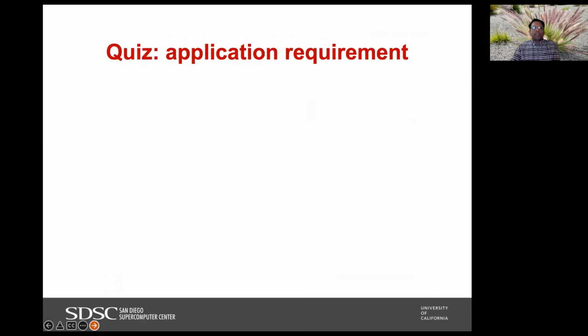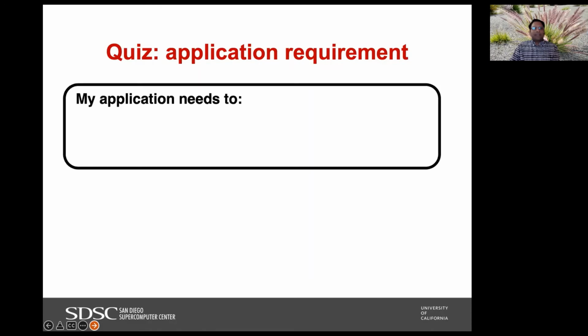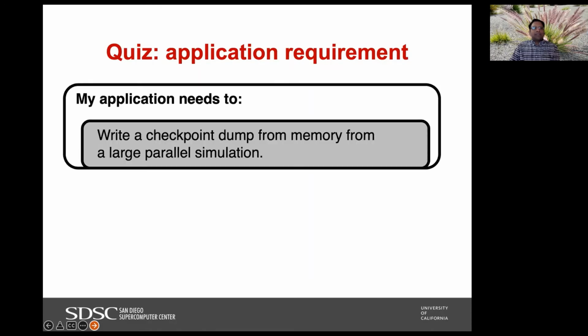So at this point, I'm going to go through some scenarios, right? If your application wants to write a checkpoint dump from memory for a large parallel file system, where would you stick this? I don't know if I should ask people to put answers in the chat, but I'll just give it a few seconds and then give you the answer.